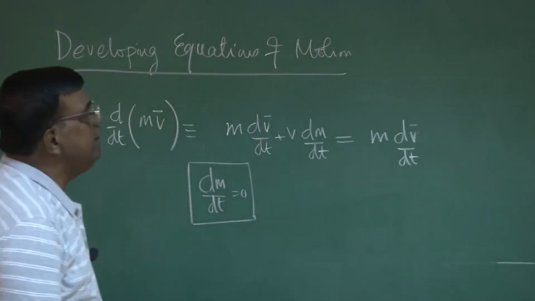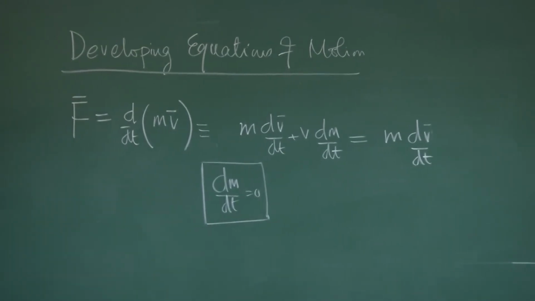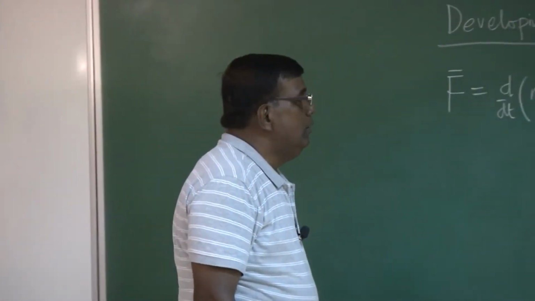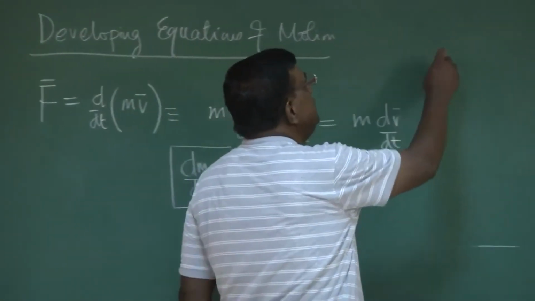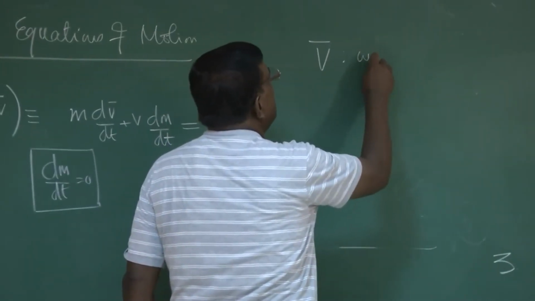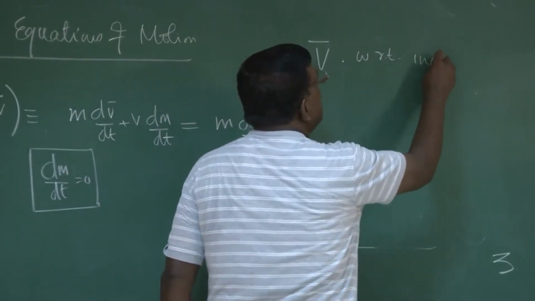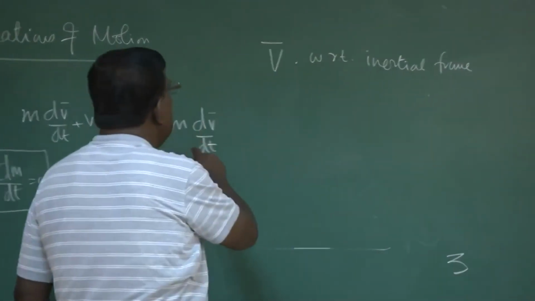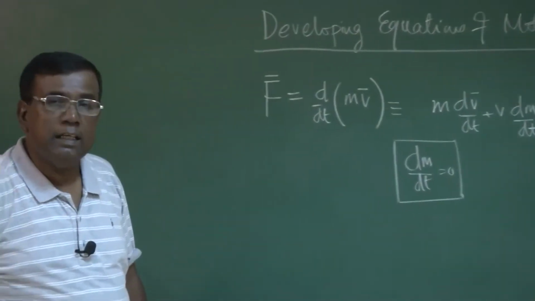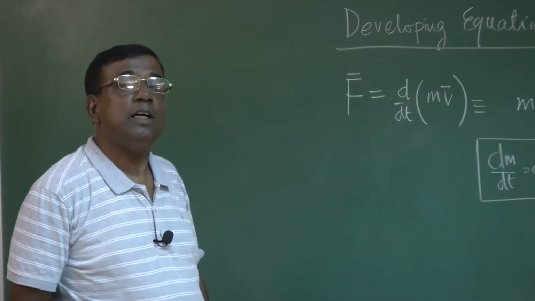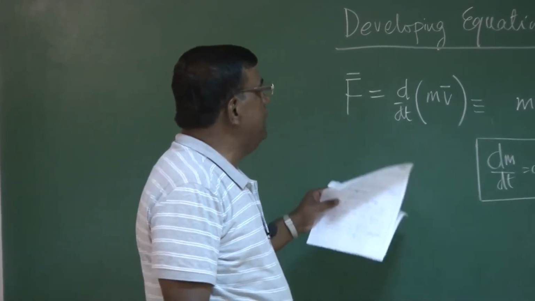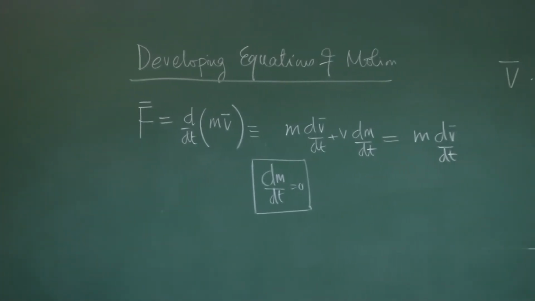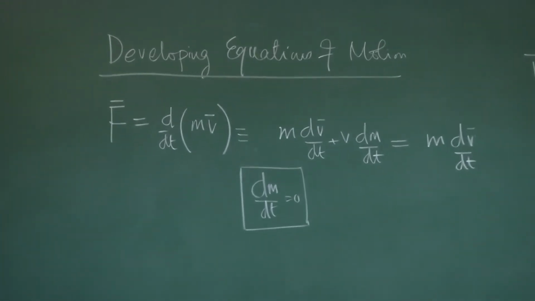Now I ask you a question. What is this v? This velocity vector is what? This is the velocity vector with respect to inertial frame. This is v with respect to inertial frame. The acceleration is with respect to inertial frame. dv by dt is also with respect to inertial frame, because we are writing F equal to ma, Newton's laws of motion, which is correct and valid only when you implement it in inertial frame.